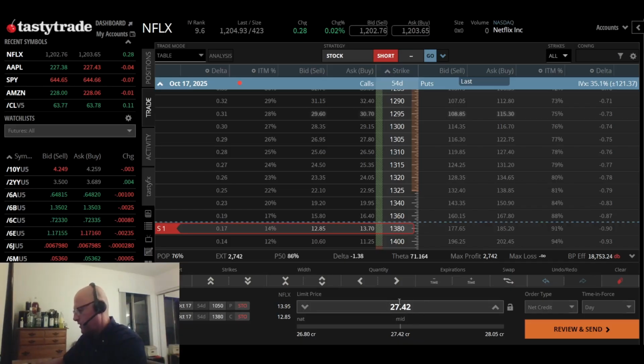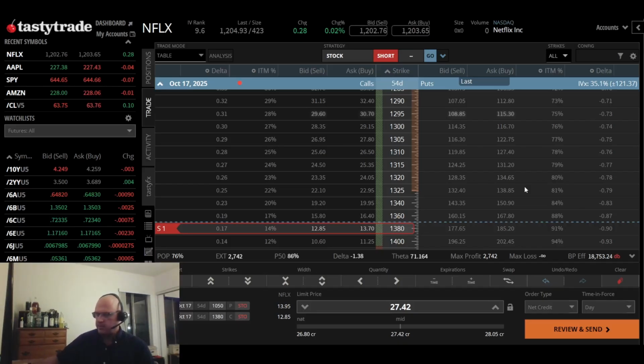Not that $27 is anything to sneeze at. It's still $2,700 per spread. But now our probability of profit is way up here. So we're looking at 76% here, and the probability of making 50% is closer to 89%. So these are the types of trades that I generally like.